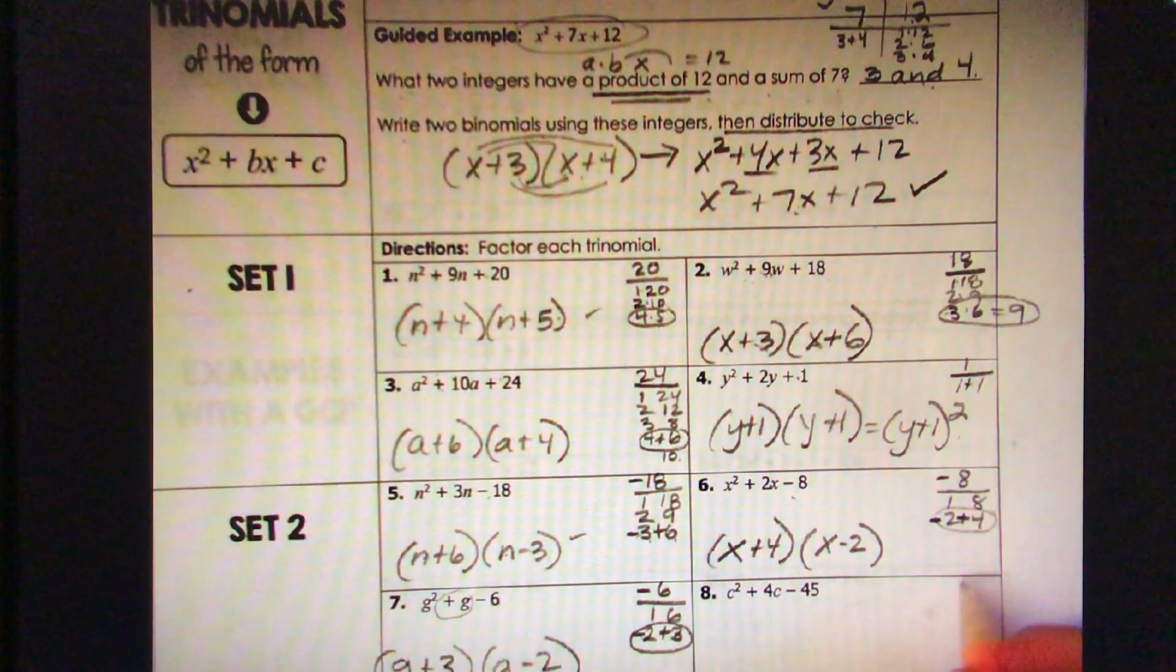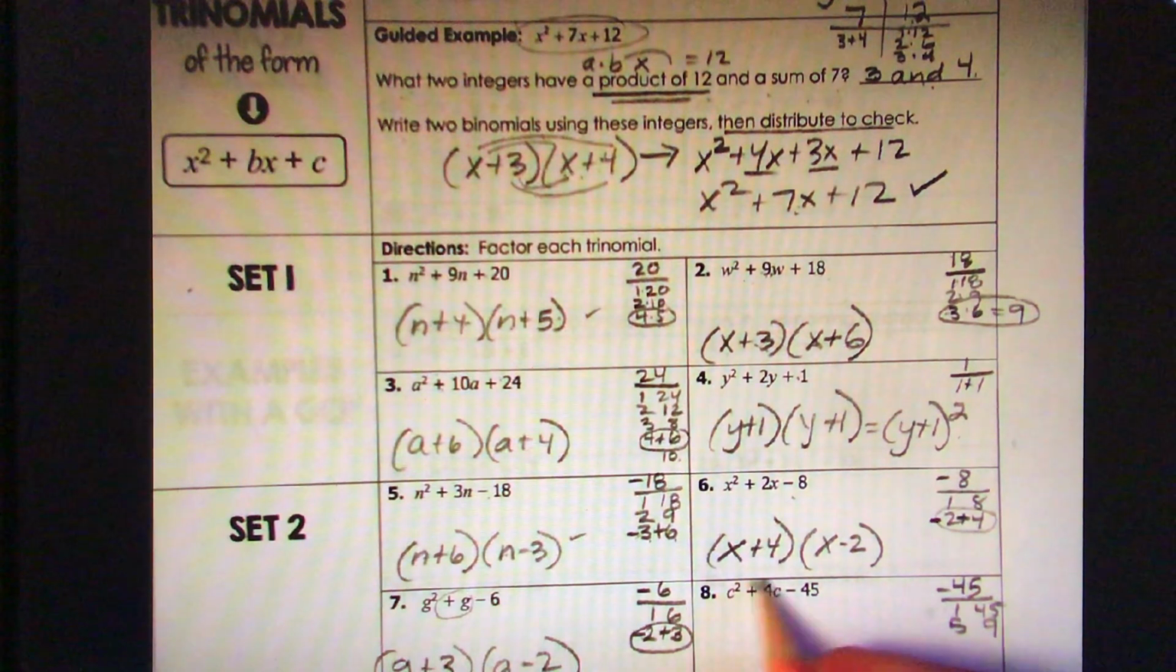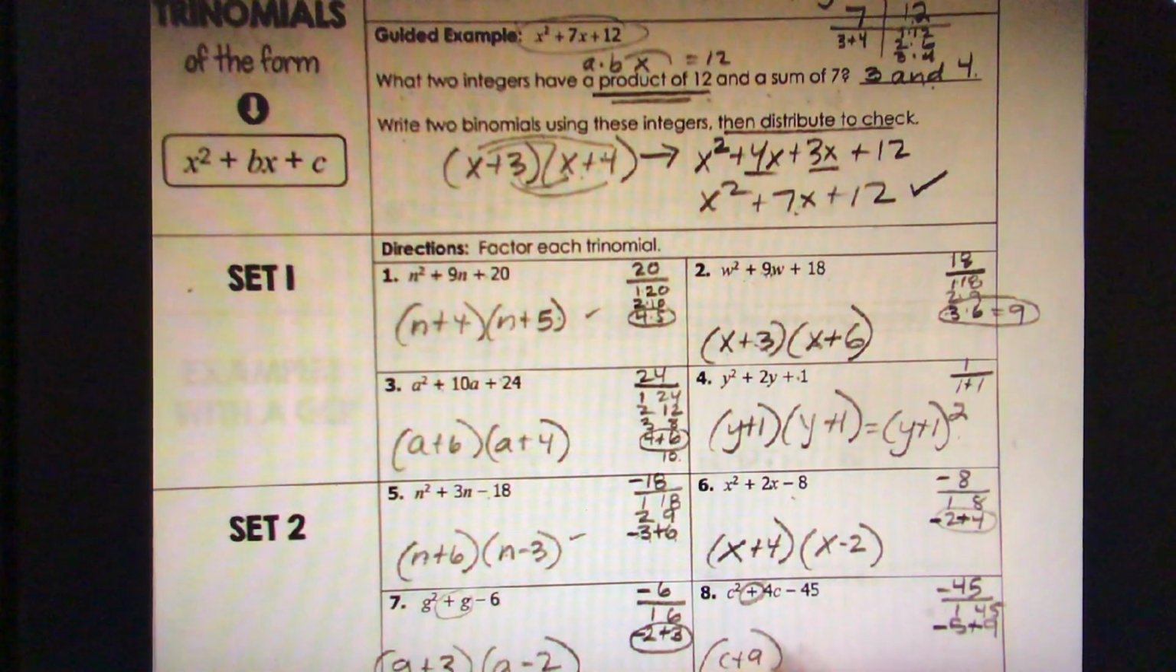45, and I'm going to end up with 4 somehow. So 45, it's going to be negative though. So I'm going to have 1 and 45. It's not even. That's not going to work. I'm going to think about 4. No, the 4 doesn't go to 5 and 9. Oh, I'm already seeing it. Which side's going to win? Well, if this middle term is a positive, then the positive side should be bigger. Okay. So I'm going to have c plus 9, c minus 5.